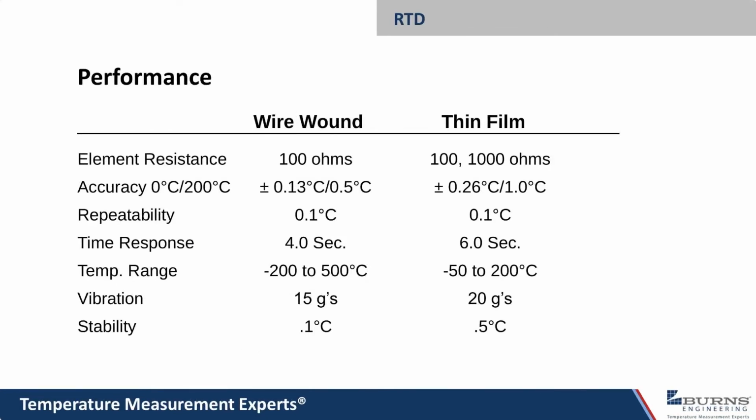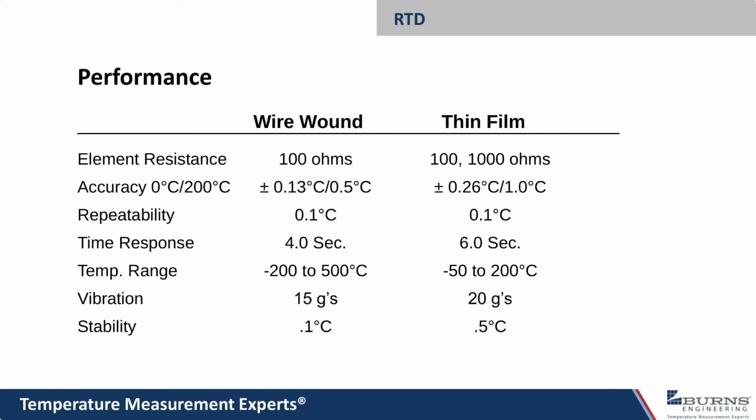If we do a little comparison here between the wire wound and the thin film, wire wound resistance, most of them are made to 100 ohms at 0. There are some 200 and 500, but those are all pretty specific applications. If you can imagine doing 1,000 ohm wire wound, it takes a lot more wire. It's really expensive. And at that point, the thin film is a much better way to do it if you need a 1,000 ohm sensor.